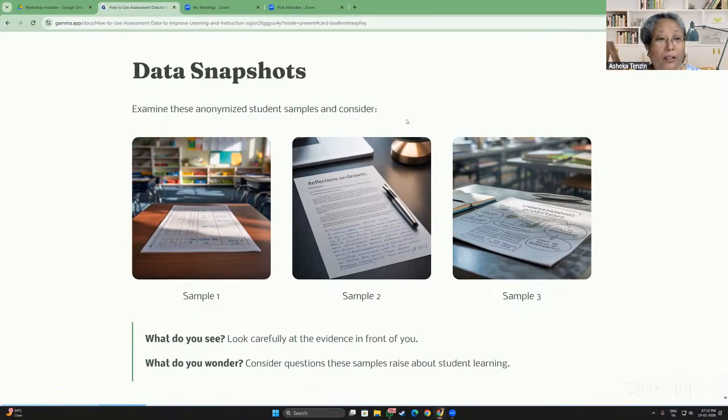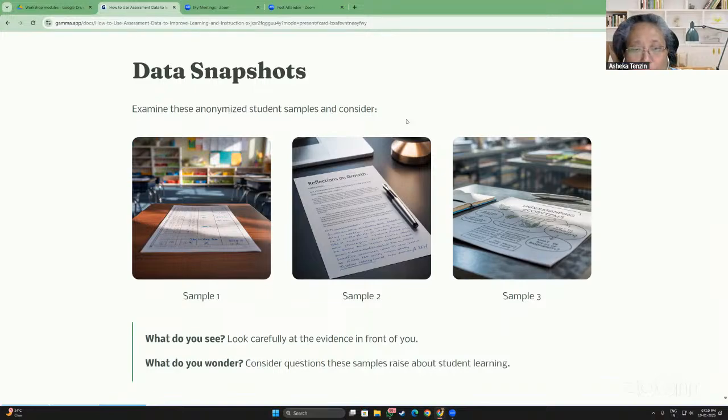So sample 1, you can see that there is some data there, mathematics, where the teacher has put a cross and she's put some feedback there. The second sample looks like a reflection sheet. And the third sample again looks like a task where the teacher has given them something to draw.